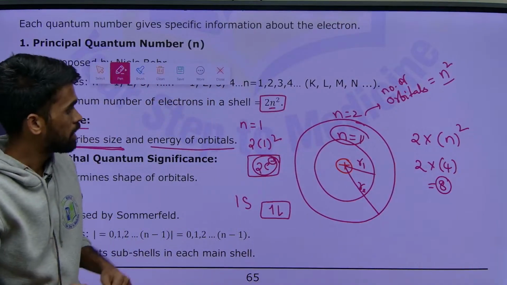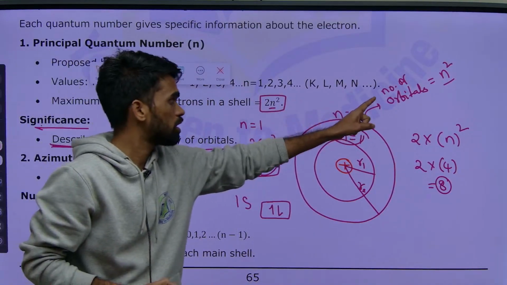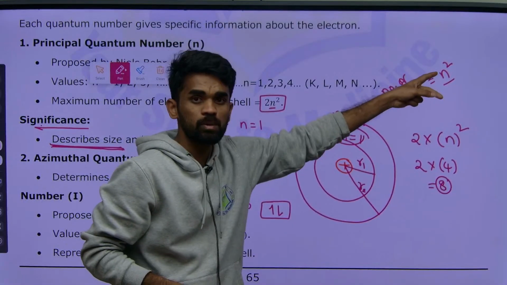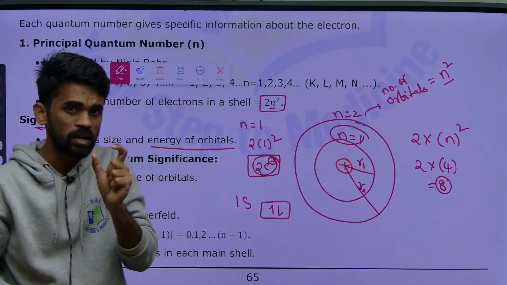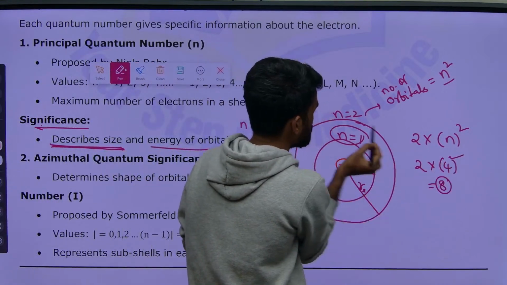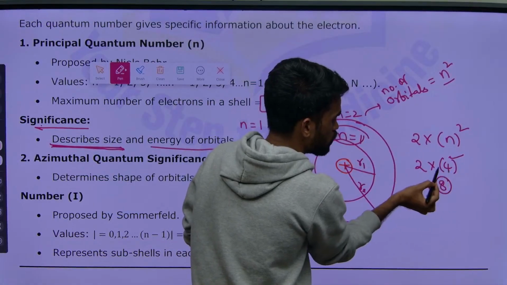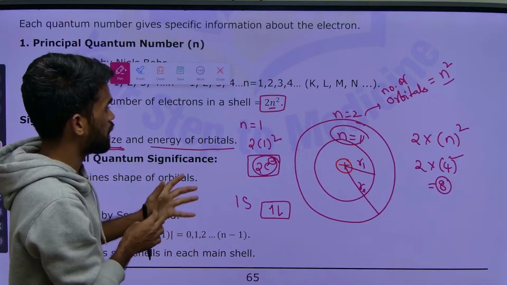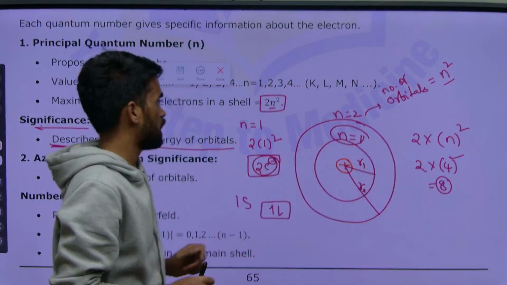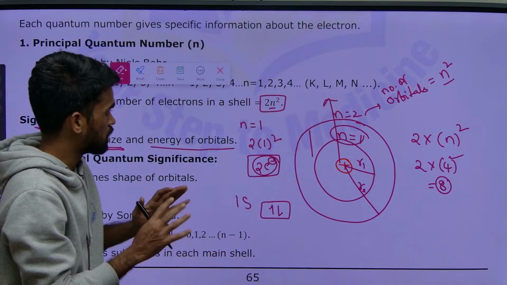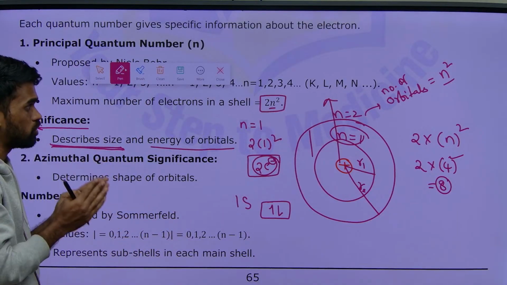For example, n equals 1, so your number of orbitals will be 1. If n equals 2, number of orbitals will be 4. In one orbital we can fill 2 electrons. Therefore, how many orbitals do we get in the second energy level? 4. So 4 twos are 8. So a maximum of 8 electrons we can fill in a second energy level. As n number increases, energy increases. Remember these 3 points that we have discussed now.